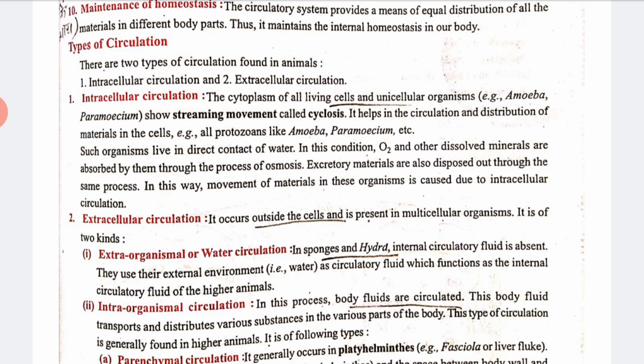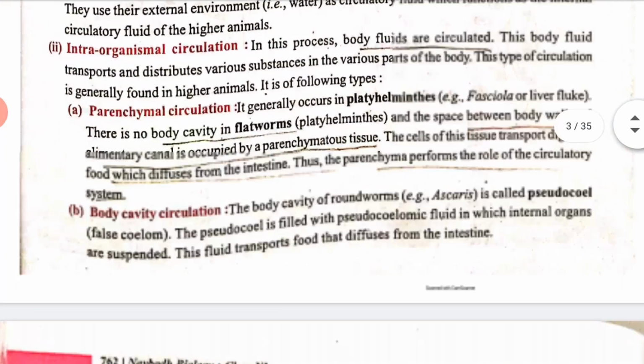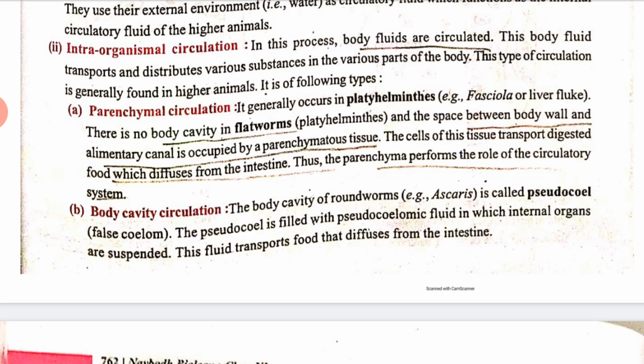Now again it is divided into the following types: parenchymal circulation, body cavity circulation, water vascular system, blood vascular system, or lymphatic vascular system. Okay, so let's see what this is. Now let's start with the first, that is parenchymal circulation.